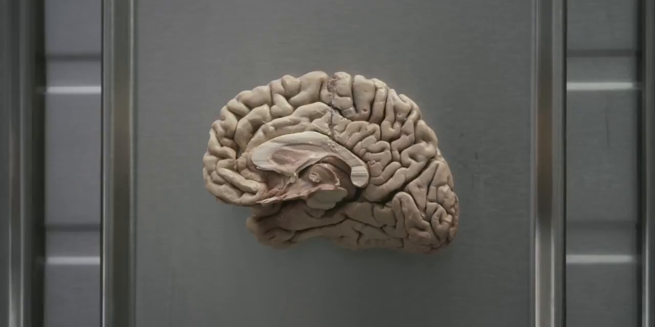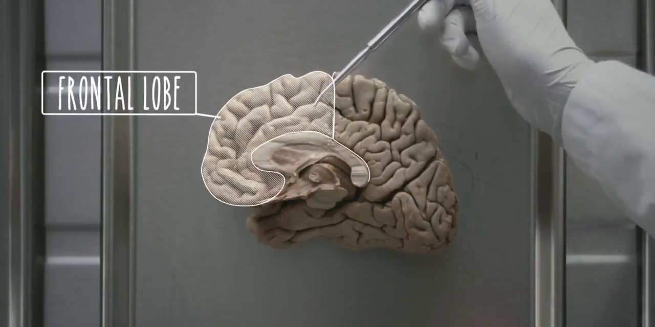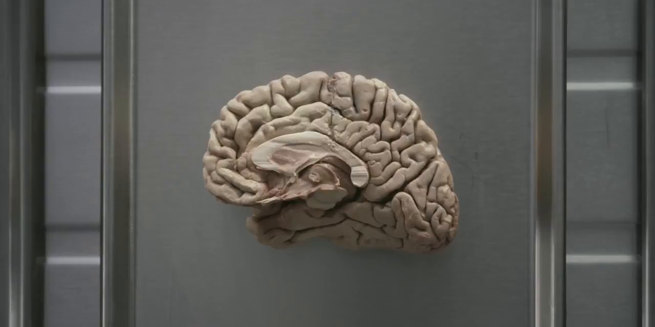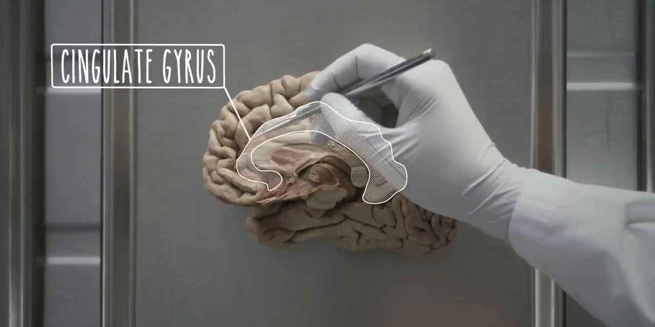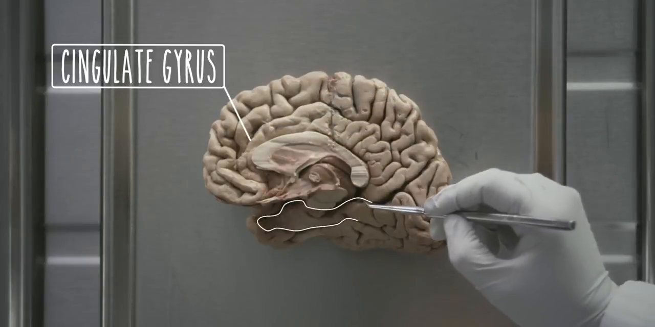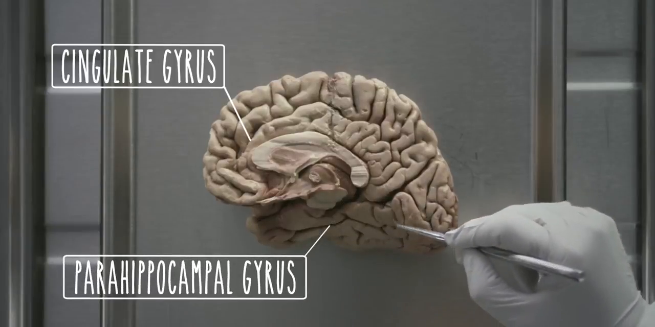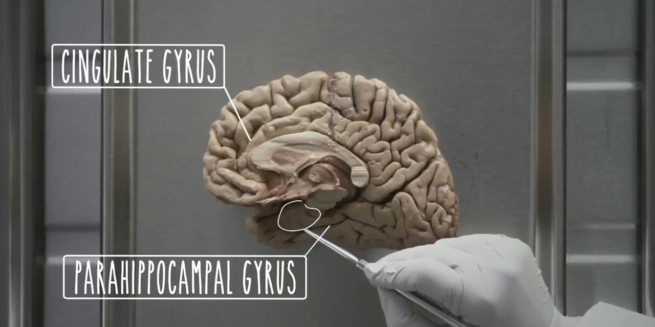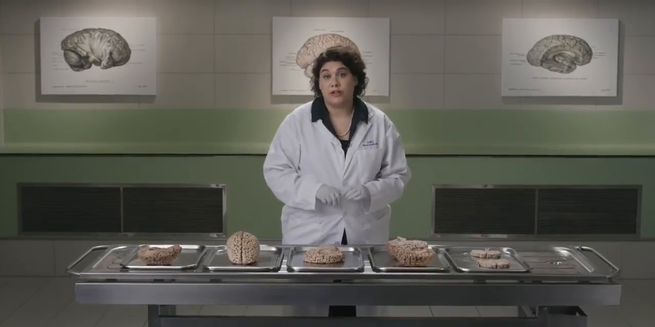It is not a true lobe, rather it spans the frontal, parietal, and temporal lobes. It comprises a ring of cortex on the medial surface of the brain, the cingulate gyrus, and the parahippocampal gyrus. This anterior swelling of the parahippocampal gyrus is the uncus. We're now going to have a look at the deep structures of the limbic system, the hippocampus and the amygdala. The hippocampus is primarily involved in memory, and the amygdala is primarily responsible for emotional processing.